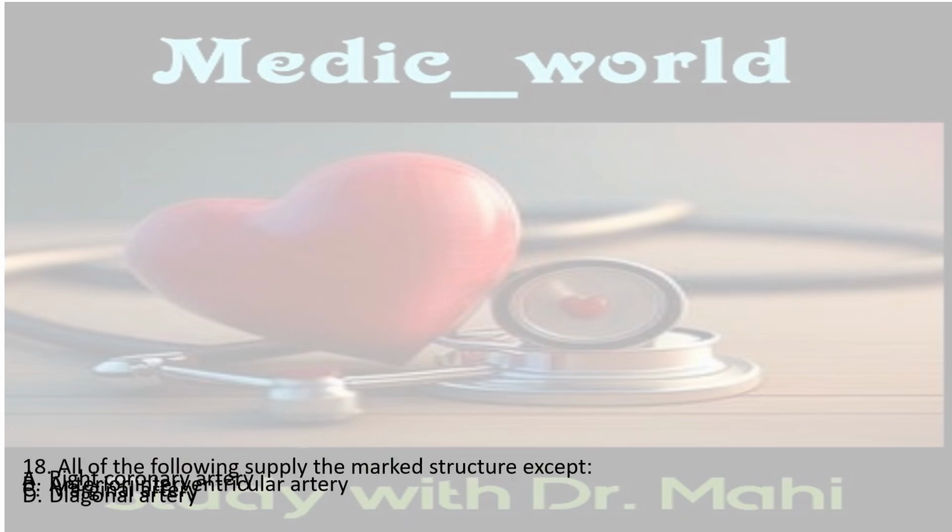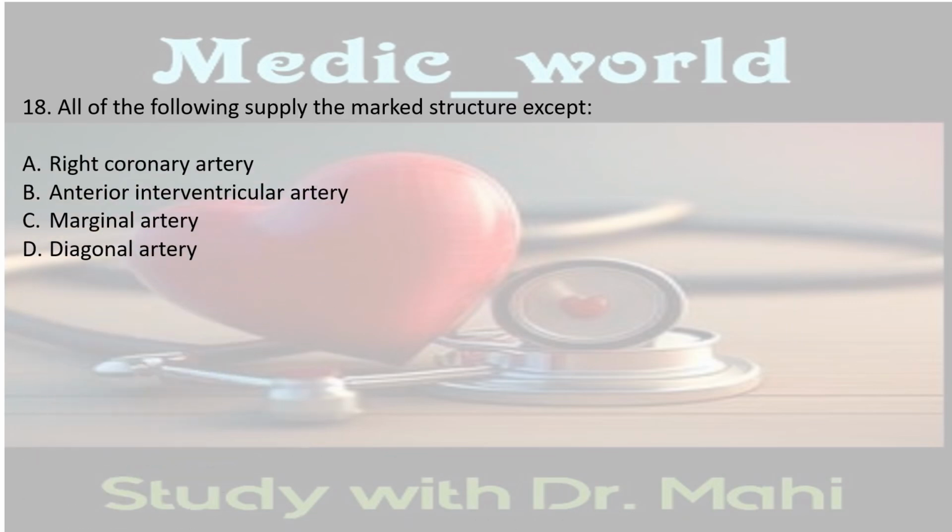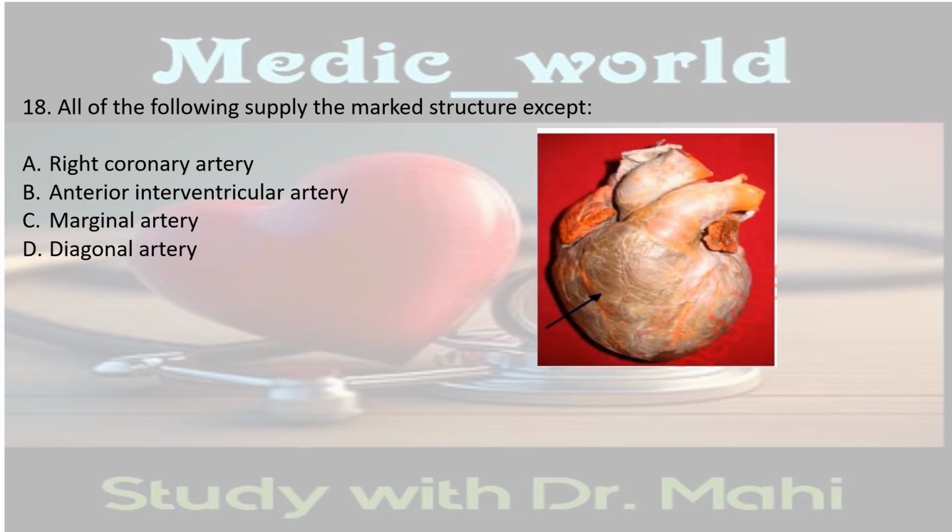Now the next question. All of the following supply the marked structure except. We have to identify the marked structure. First of all, the structure which is marked here is the right ventricle, and it is not supplied by the diagonal artery. So the answer is option D, that is diagonal artery.